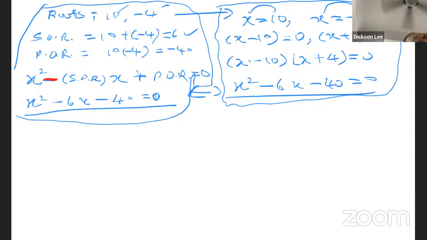Types of roots. This is the most important topic here.